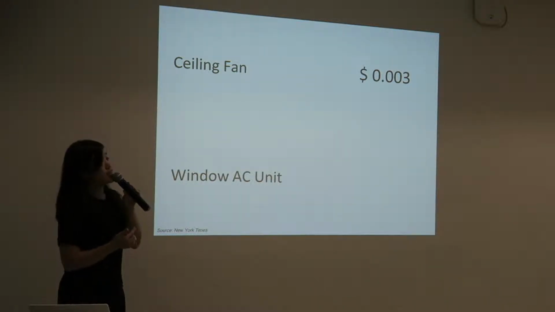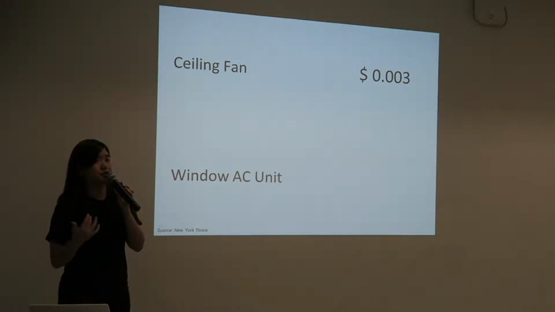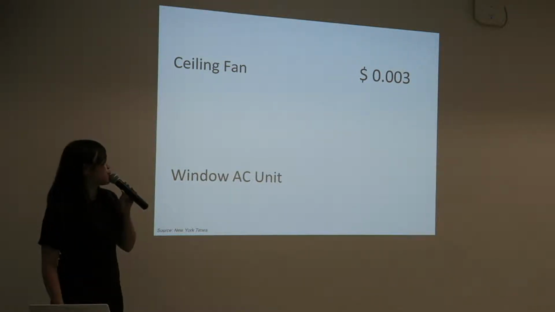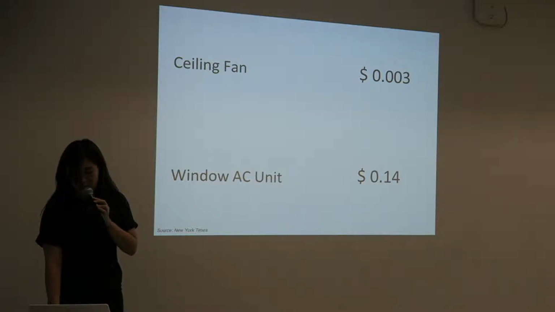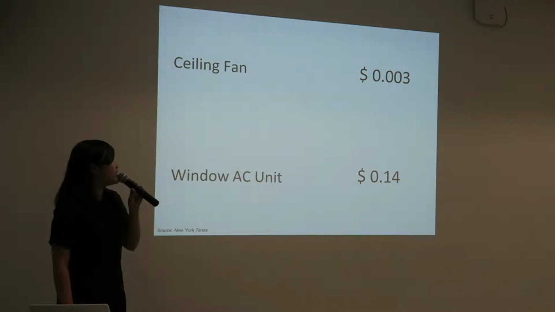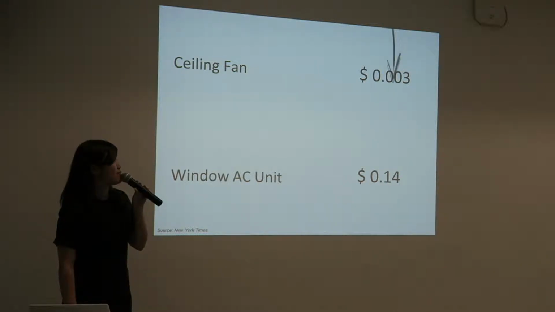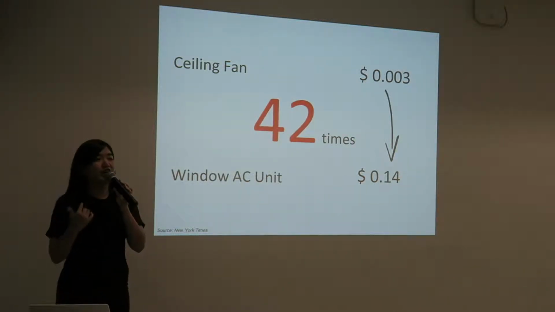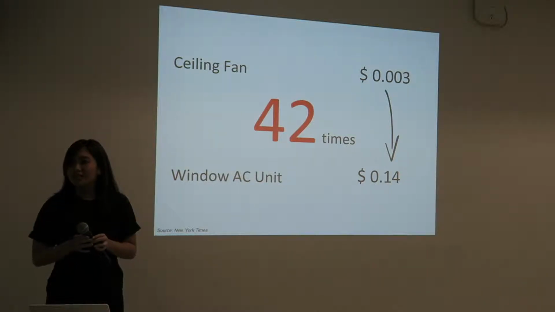The second one is the cost. For a ceiling fan, 1 hour of usage costs you almost 0.3 cents, and for a window air conditioning unit, it costs you 14 cents. If you use a ceiling fan, you can save 42 times your electricity cost as well.